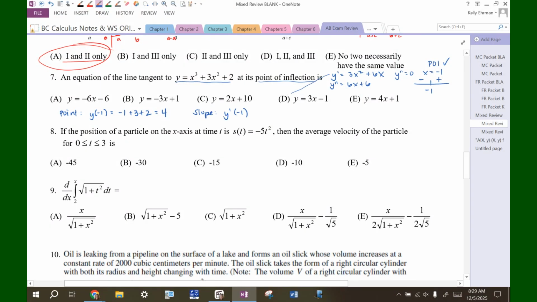And the slope is y prime of -1. Y prime's up here. That's 3 minus 6. Y minus 4 equals -3 times x plus 1. All of these are in y equals format, so I need to do a little work here. So do we have a -3x plus 1 option? Yes. Option B.